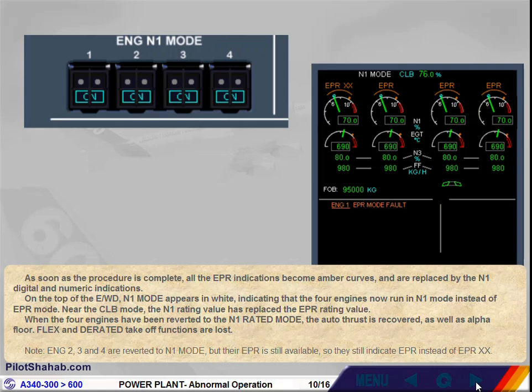When the 4 engines have been reverted to the N1 rated mode, the autothrust is recovered, as well as alpha floor. Flex and D-rated takeoff functions are lost. Note: engines 2, 3 and 4 are reverted to N1 mode, but their EPR is still available, so they still indicate EPR instead of EPR XX.